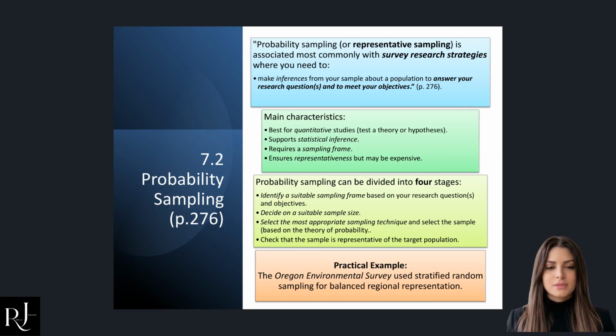Third, selecting the specific technique. You could choose simple random sampling, systematic random sampling, or other methods depending on the situation. Finally, checking that the resulting sample is truly representative of the target population you intended to study. In the employee health study, you would need to ensure that the sample includes employees from different departments, age groups, and genders to accurately represent the whole employee population.